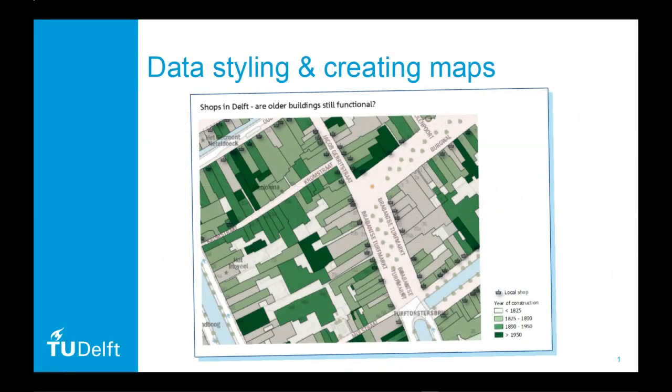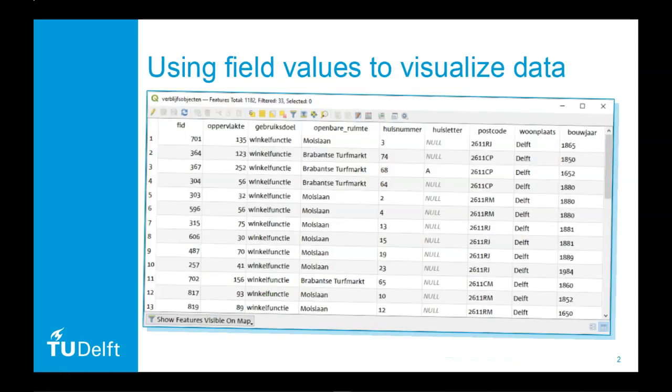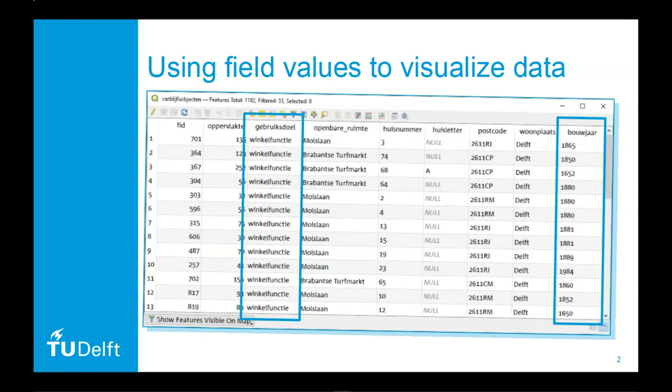In this video I'm going to show you a bit about data styling and preparation of maps. For data styling, we first have a look at the attribute table of a dataset. In this case, you might notice that there's a year of construction here, and there's also a function for specific objects. Now we're going to use those two columns to visualize the data. After that, we're going to prepare our map.